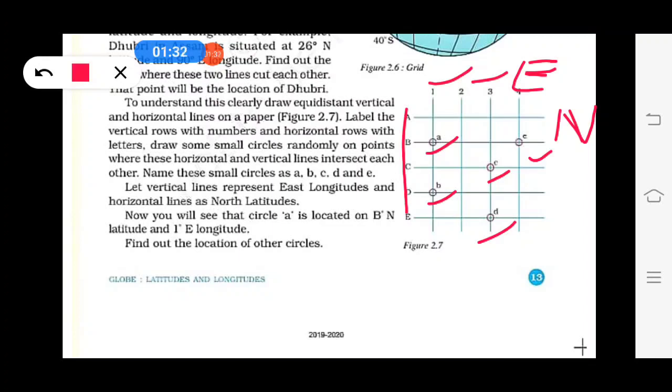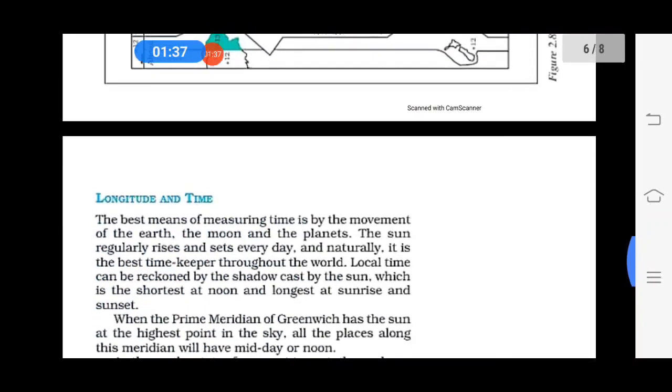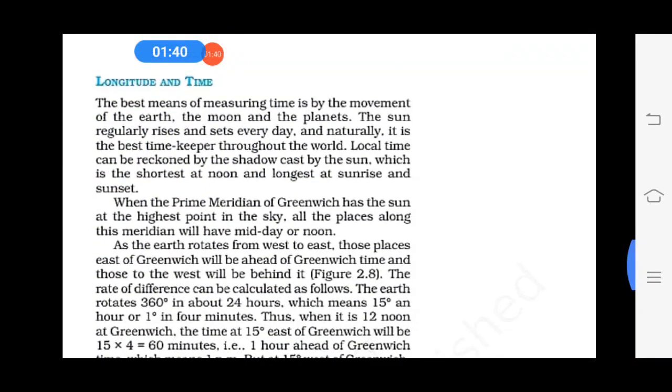Now move to our next point, longitude and time. The sun is the best timekeeper throughout the world. The shadow caused by the sun is shortest at noon and longest at the time of sunrise and sunset. When the prime meridian has the sun at the highest point in the sky, all the places along this meridian will have midday or noon, and it is the local time of the prime meridian.